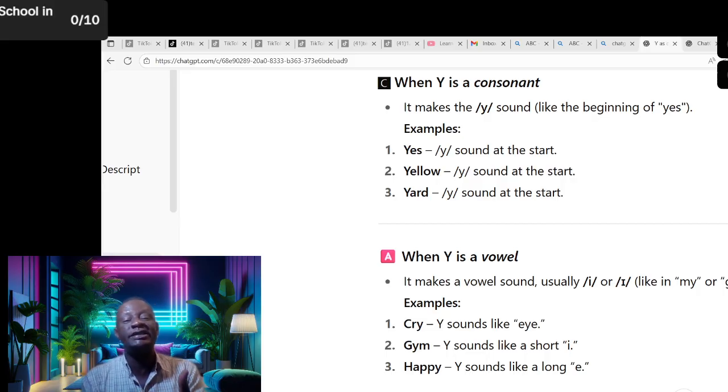Sound at the start. So this is when Y is a consonant. Second example, yellow. Sound at the start. The Y is at the beginning, at the start. So you see the phonics. We can consider Y as a consonant when it's at the start, pronounced like yellow, at the beginning. You hear the sound. Okay.